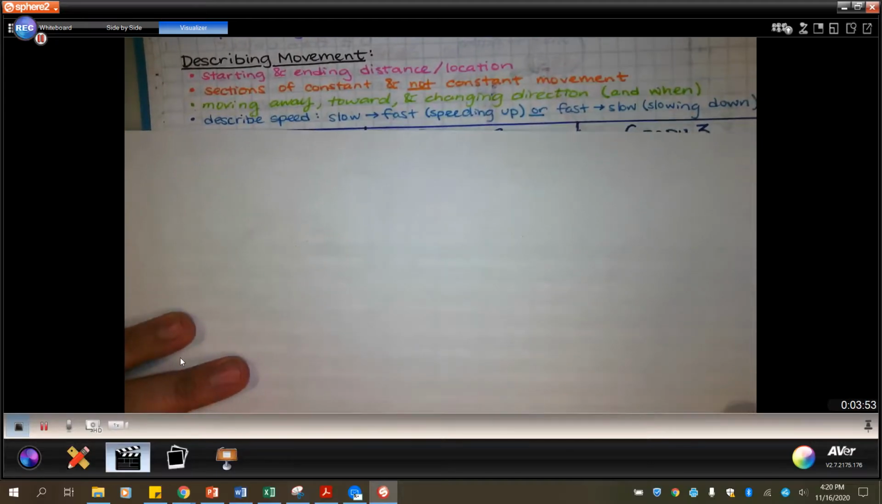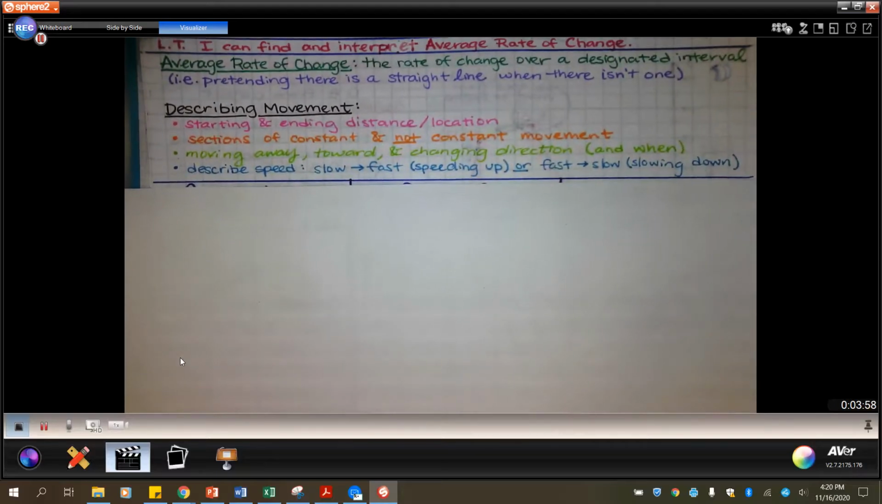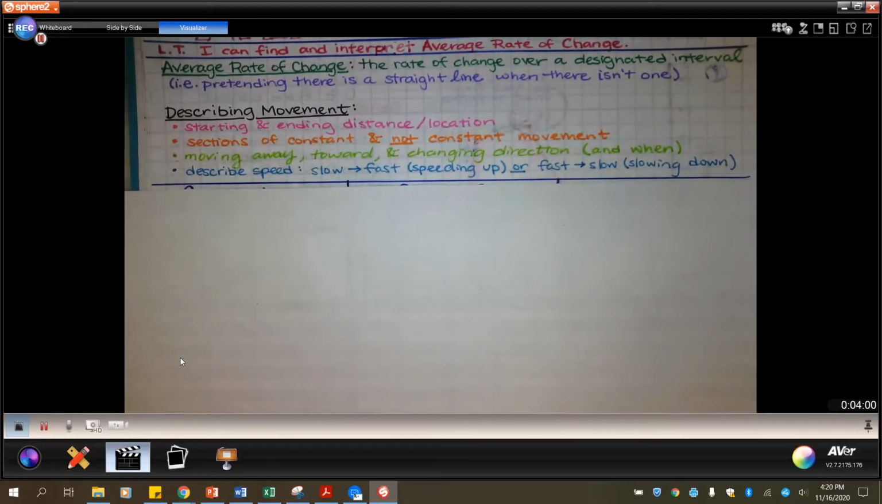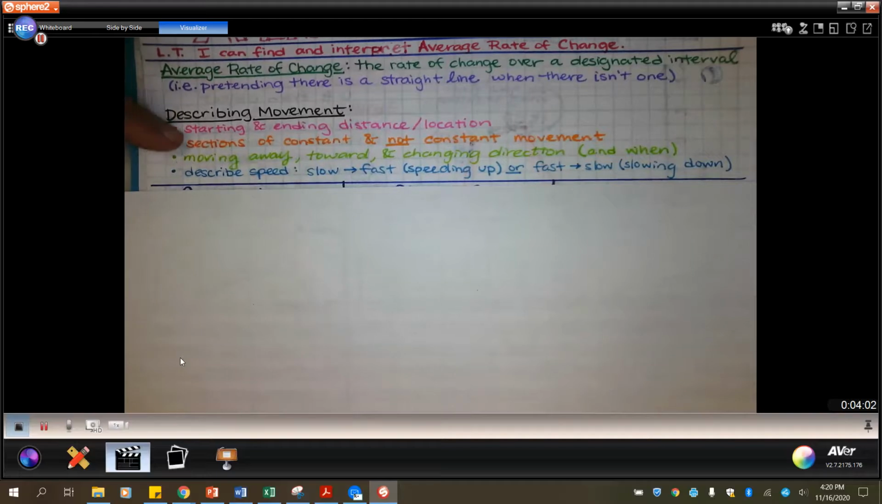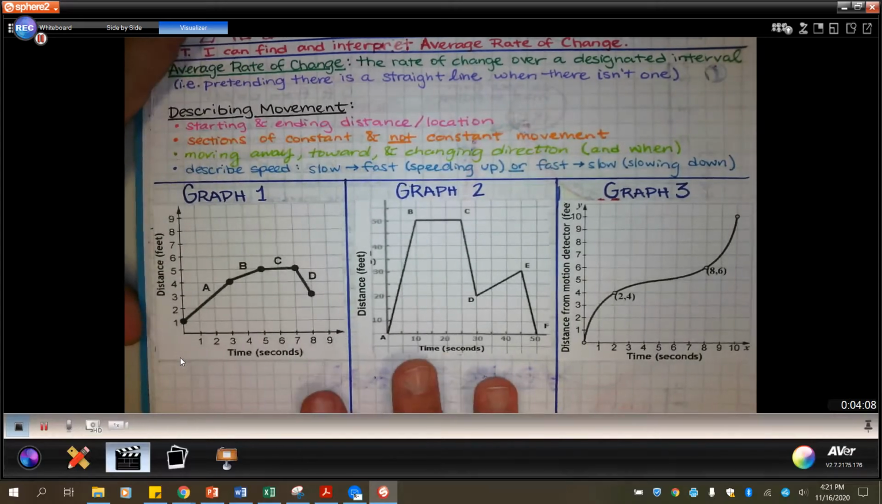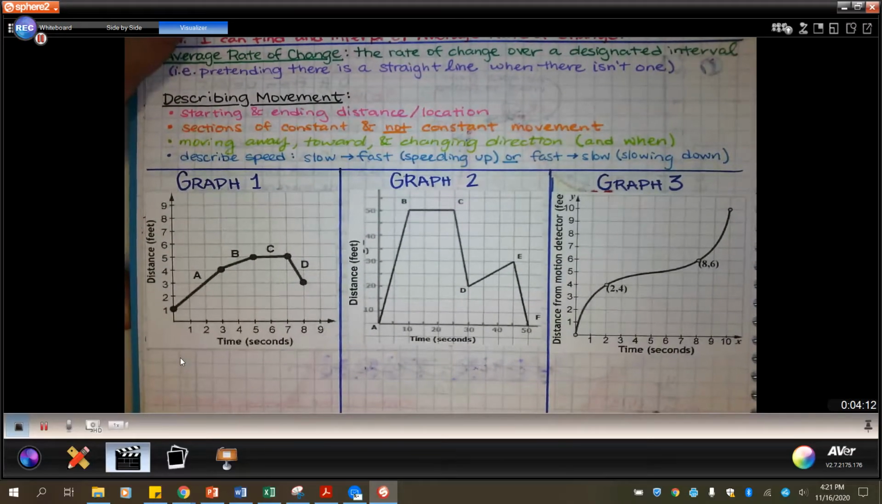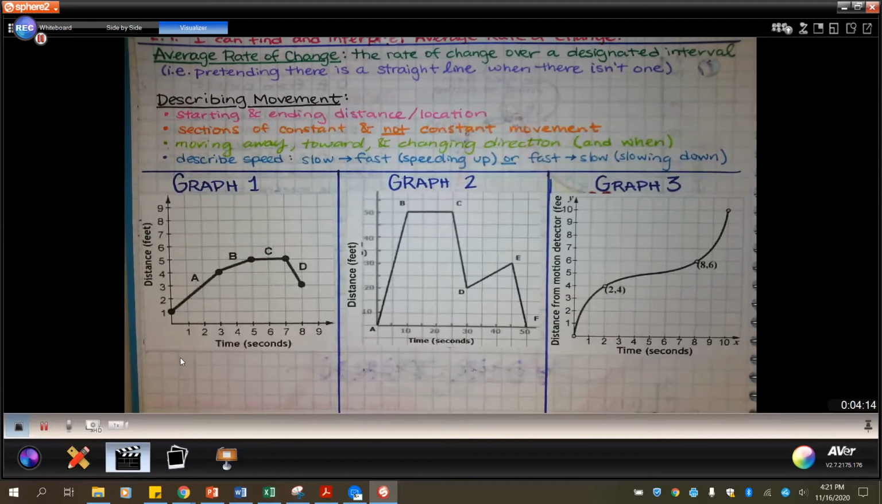Okay, so now the rest of the time, I want to show you how we find rate of change. And then we might go into these depending on how much time we have. But how to find the average rate of change. So again, we have graphs. Now, if you want these graphs, they are on Canvas under this assignment, and they have these.